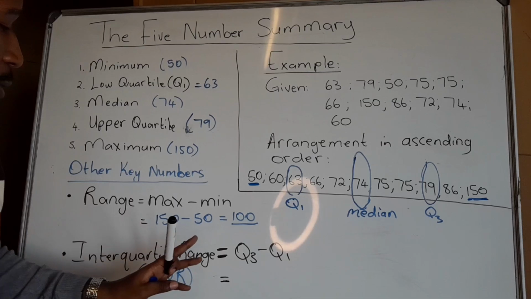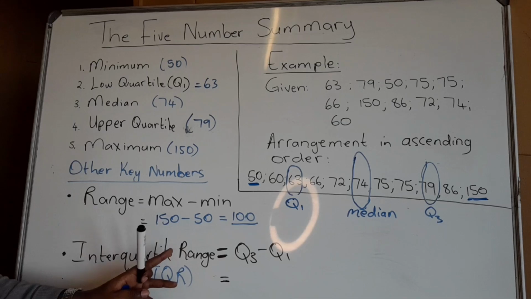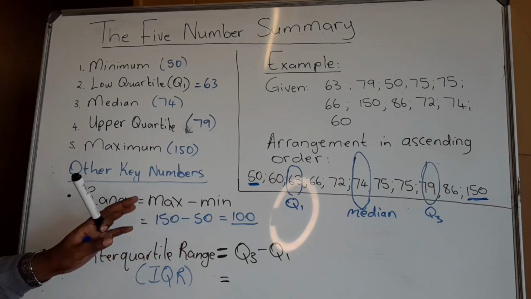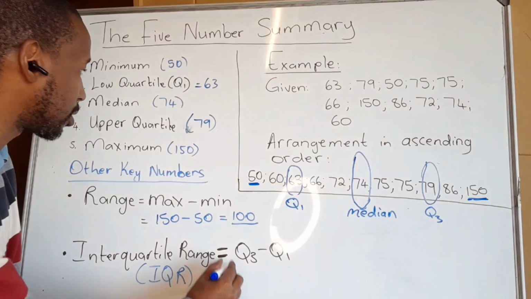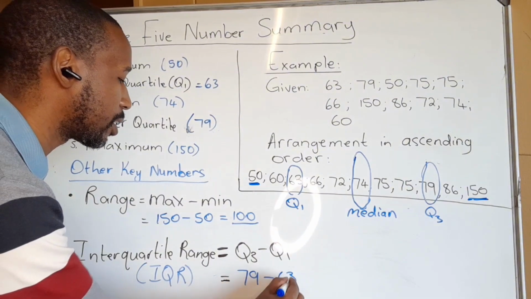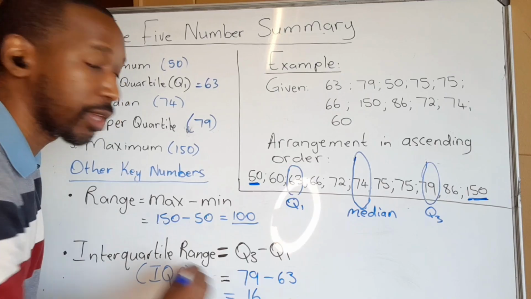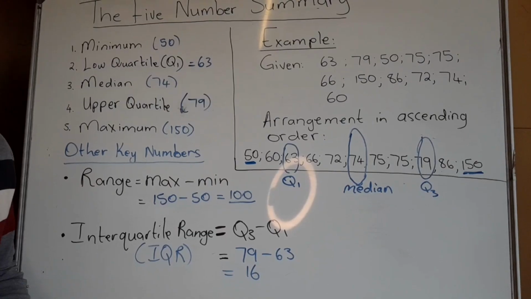Then we have what we call the interquartile range. This one gives us a more comprehensive understanding of the data because it focuses more on the middle section of the data. We'll talk about that and why it is important. So here we would have 79 minus 63, which gives us 16 for the interquartile range.